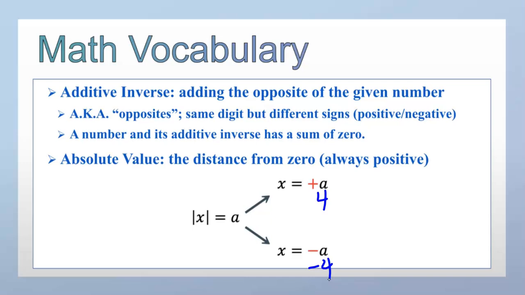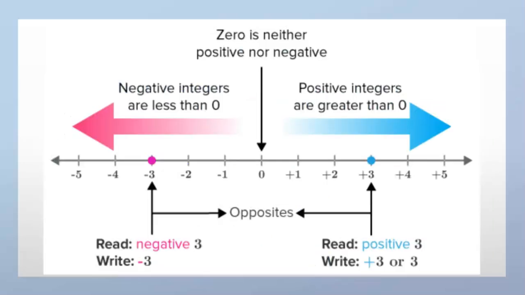Now let's look at a number line. When you look at the number line here, the center number would be 0, because 0 is neither positive nor negative. But that's the dividing part between your positive and your negative numbers. Your positive numbers are always going to be to the right of 0. So those are your bigger numbers. Your negative numbers are going to be to the left of 0 because those are your smaller numbers.